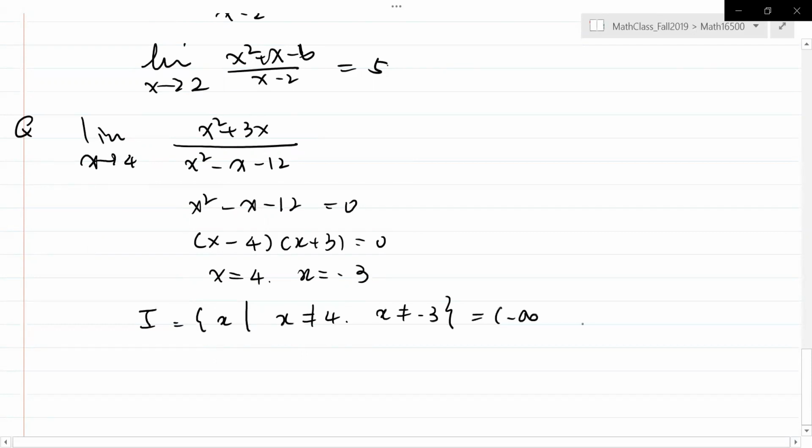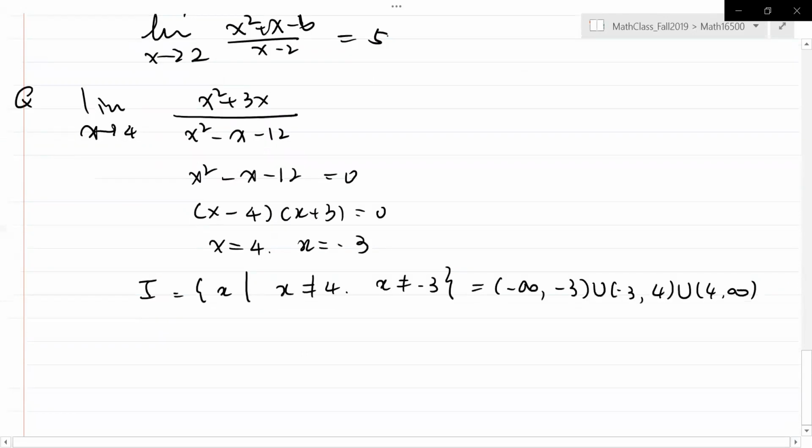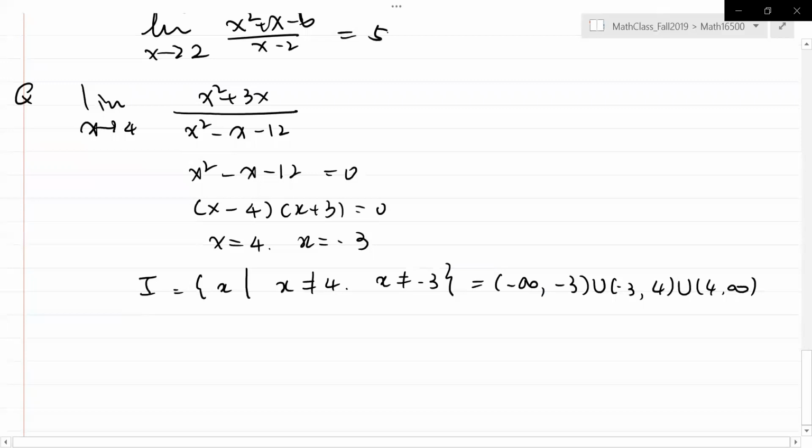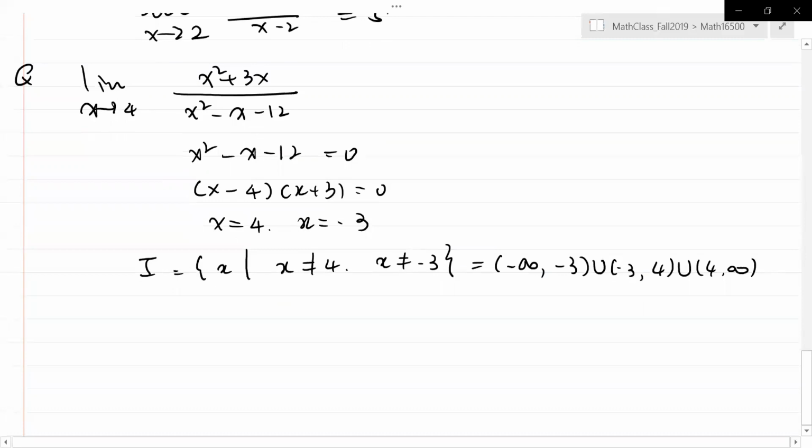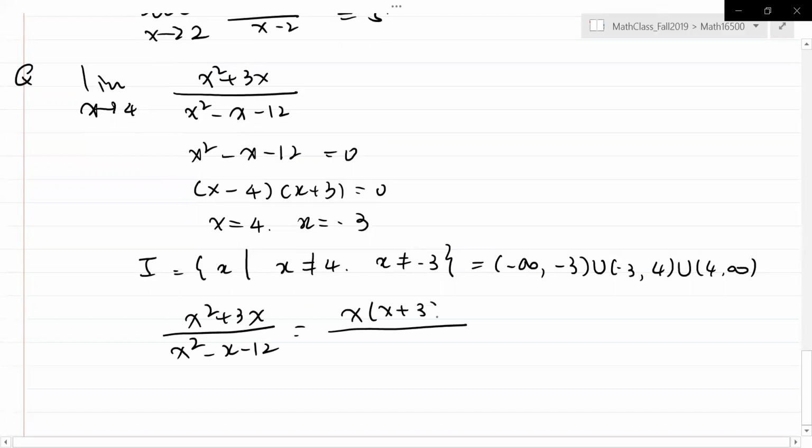So the domain of this function consists of 3 intervals. Negative 3 and 4 are endpoints of the intervals. That's 3 intervals. Okay, and the function is not defined at negative 3 and 4. But you can talk about the right-hand limit and left-hand limit at those numbers. But we're talking about the limit as x approaches 4, and at 4 the function is not defined, right?